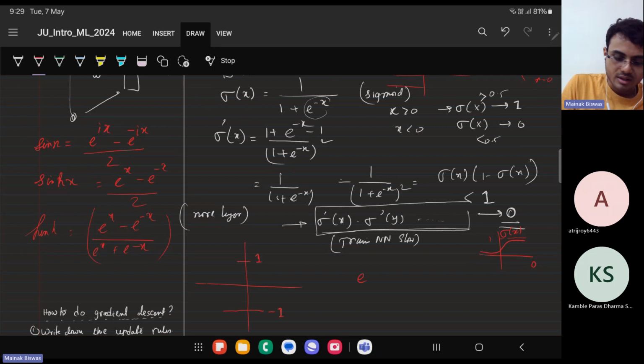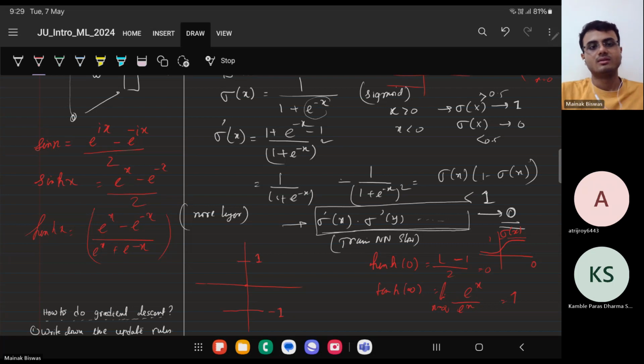What is tanh of 0? 1 minus 1, so 0. Tanh of infinity is e to the power x by e to the power x, which is 1, right? It's like the sigmoid only. It is like the sigmoid function, you're right. But it is between minus 1 and 1, right?